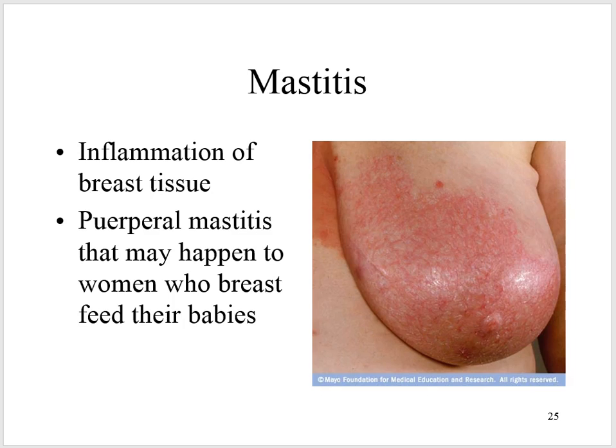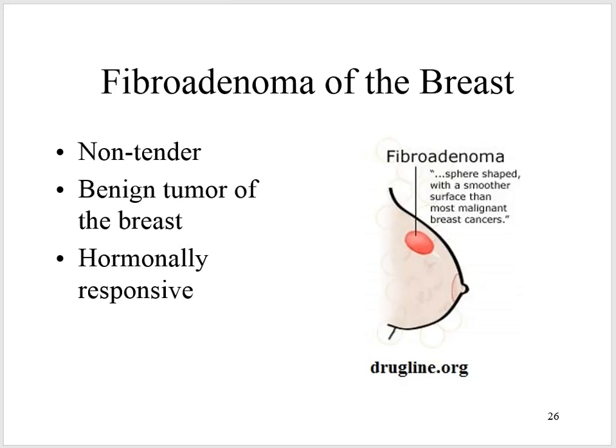Mastitis. It's an inflammation of the breast tissue. The infection is in the breast tissue, not the milk. Puerperal mastitis may happen to women who breastfeed their babies. Now, puerperal is the time from when you give birth to the baby and up to 6 weeks after. A fibroadenoma of the breast. This is a non-tender, benign tumor of the breast, and it's hormonally responsive.